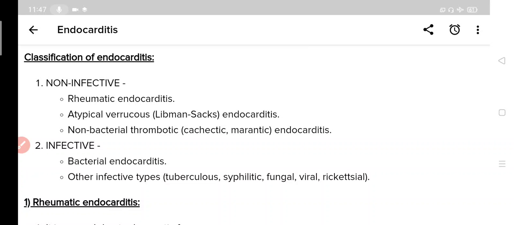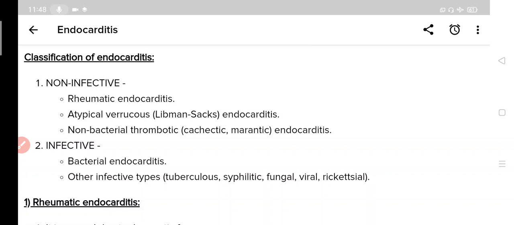Now we will look at the classification of endocarditis. Basically there are two major groups in which endocarditis is divided. The first one is non-infective and the second one is infective. It is clear from the name that non-infective types are sterile, that is, they are not infected, and then there is the second group which is caused by any organism which causes infection.